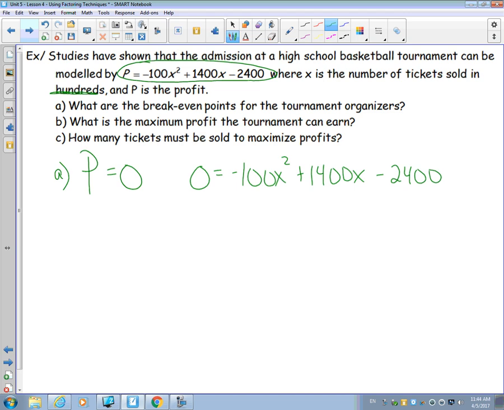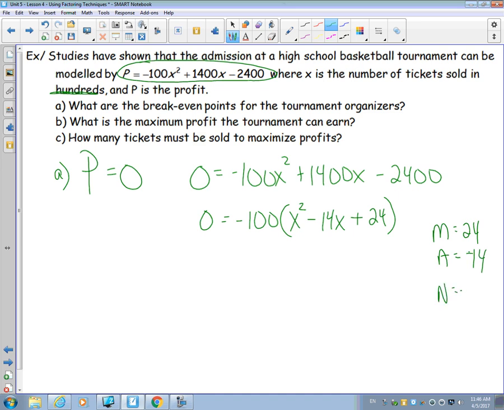Well, I know I can find my zeros, not from standard form, but from factored form. So I have to factor this. If we factor this, let's take out that negative 100. I'll have x squared minus 14x and then plus 24. Well, now I've got an equation I can put in factored form and find my zeros. That's a little bit simpler. In fact, it's a simple trinomial. It multiplies to 24 and adds to negative 14. Well, two numbers that do that are negative 2 and negative 12.